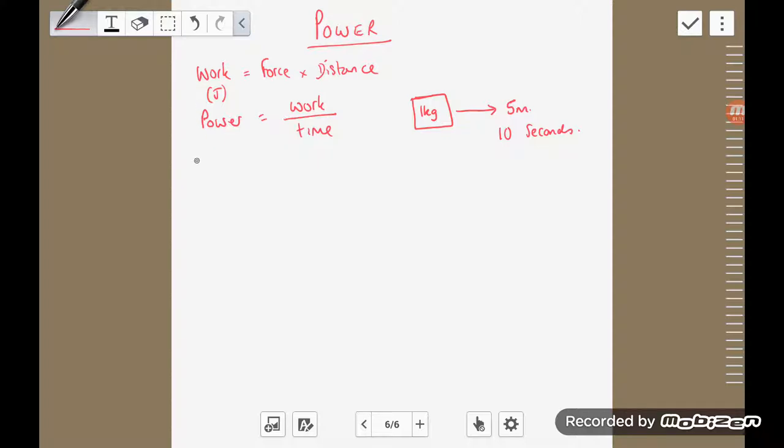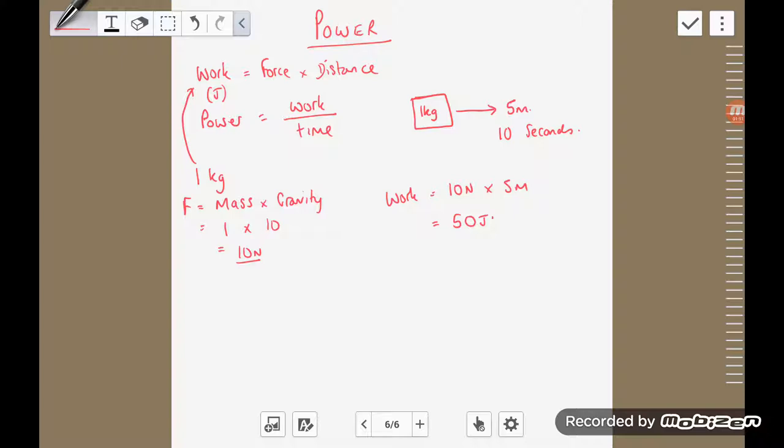So looking at this equation up here, work equals force times distance. Well, 1 kilogram is our mass, but we know that force, which is the weight, equals mass times gravity, which is 10. So that equals 1 times 10, which equals 10 newtons. So we've got our force. So work equals force times distance. So we've got 5 meters. So the work equals 10 newtons times 5 meters, which equals 50 joules.